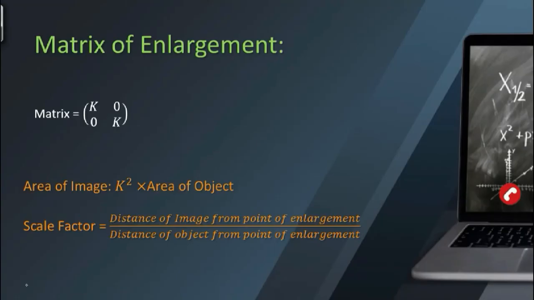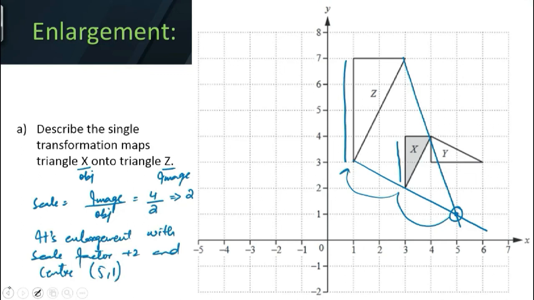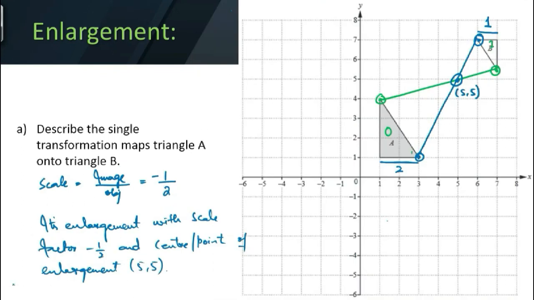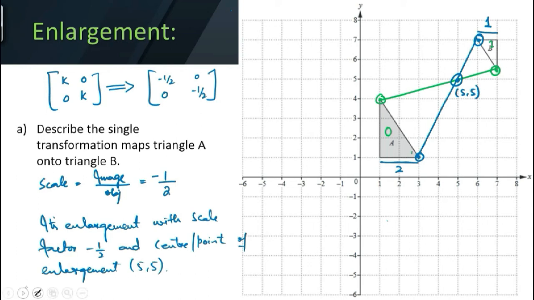One more thing they can ask in the question is the matrix of enlargement. So remember, the matrix of enlargement is (k 0; 0 k). Here k is the scale factor. Okay, like in this question, when we got the scale factor negative half, if we write its matrix, we know that the matrix is (k 0; 0 k). So k is the scale factor. So the matrix of this enlargement will be (negative half, 0; 0, negative half). This is the matrix of this enlargement.